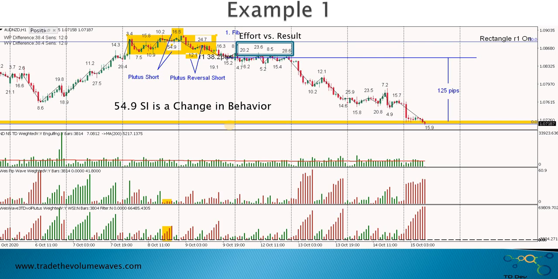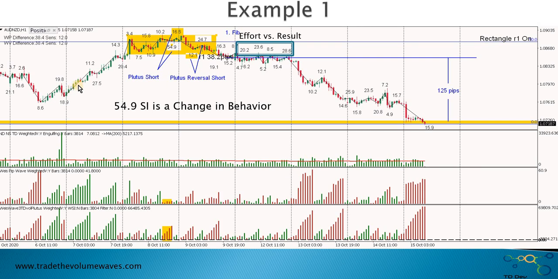This is the 1 hour chart of Australian dollar versus New Zealand, and looking at speed index numbers. Before we look at the speed index numbers, the indicators are the regular indicators which I have created. The first one, this one here, is the no demand, no supply, but I use it only for the weighted volume. This is the Waves PIP wave, and this is the Waves wave with speed index.